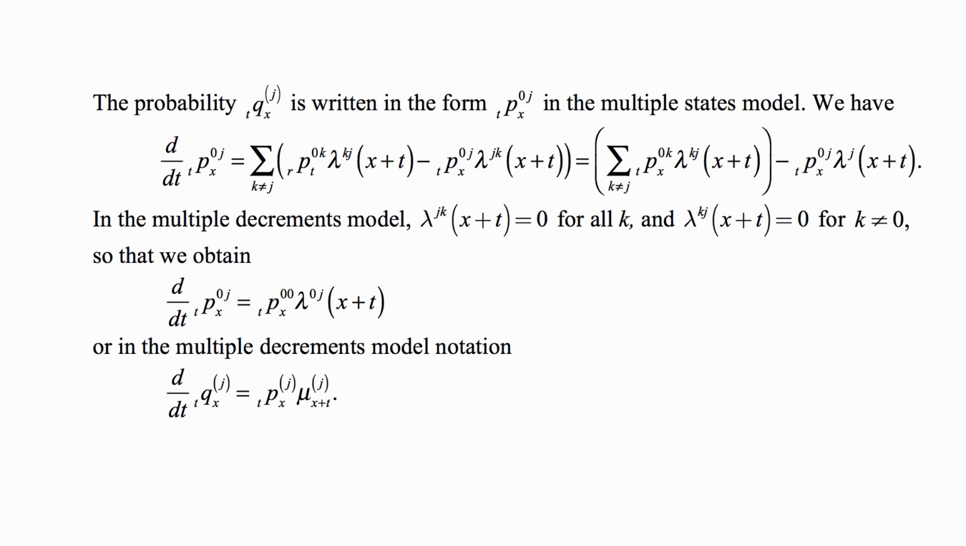or in the multiple decrements model notation, this says d over dt tqx upper j is equal to tpx upper j times mu x plus t upper j. Well, this is basically saying the left-hand side is the derivative of the CDF, at least for a certain time interval of length t, is equal to the right-hand side, which is the PDF, the probability density function. The derivative of the cumulative distribution function is equal to the probability density function.